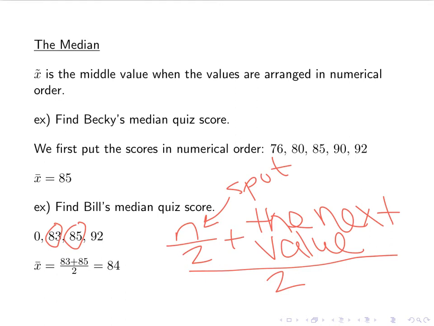And also, again, if we look at the medians, they are, in general, I think in this case, much more indicative of Becky and Bill as a student. Becky's median, 85, is very close to her mean. If we remember, that was an 84.6. And again, that's very much in the middle here. For Bill, remember his mean was a 65, which wasn't a very good indication of his grades, getting rid of that 0. His median is an 84. That's much more indicative of his 83, 85, and 92. So sometimes the median is a better example of the middle than the mean.